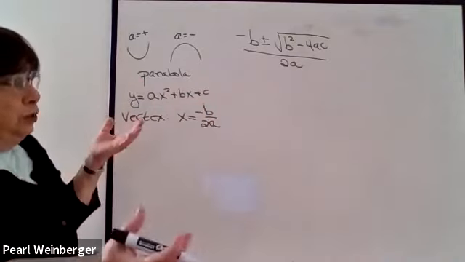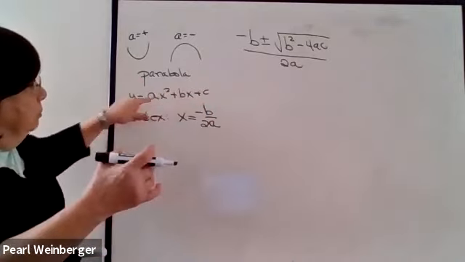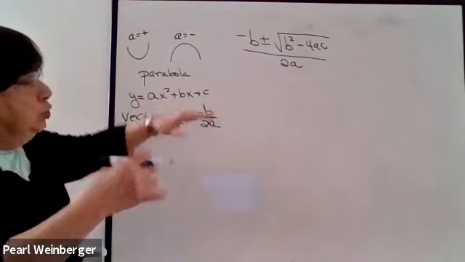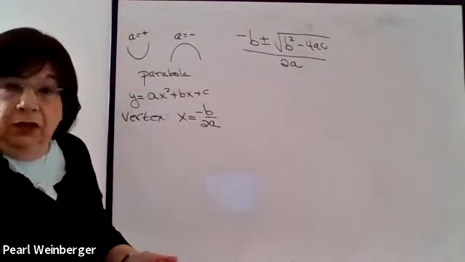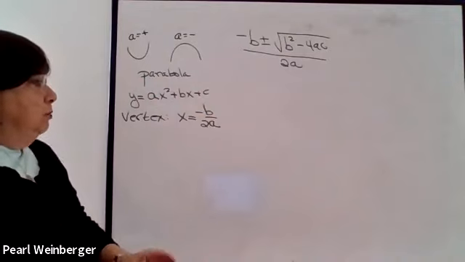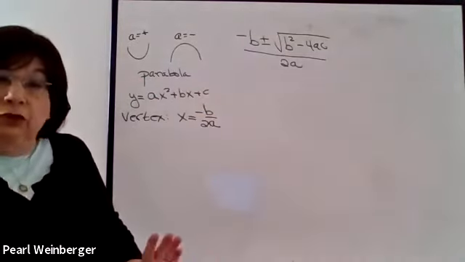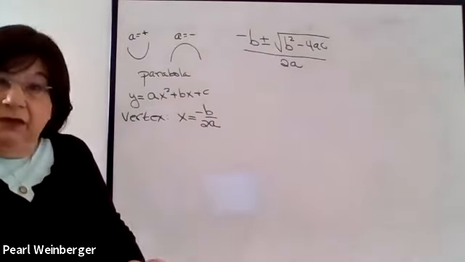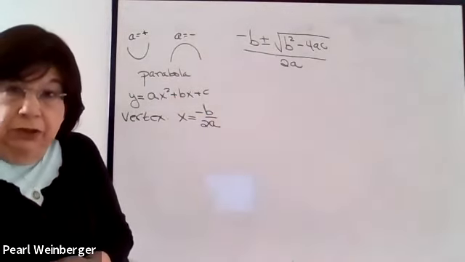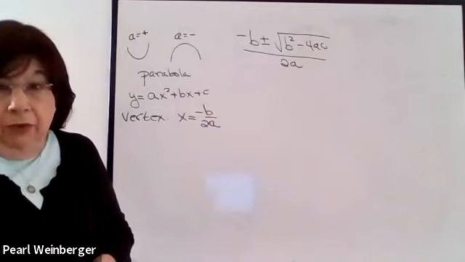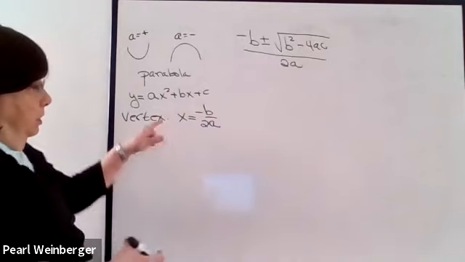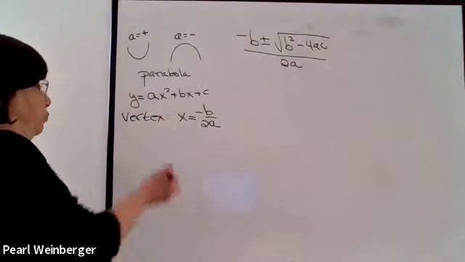Once you figure out what the x value of the vertex is, let's say it comes out to be 2, you replace the x in your original equation with the 2, and that'll give you the y value. You need both the x and the y because a vertex is a point. So that's one of the things you have to know how to find. It's probably the most important point of the parabola, and you find it using this formula.